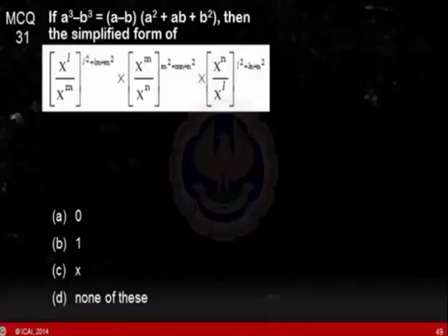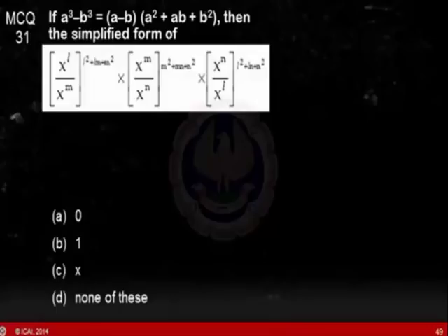See, here they have at least given you this information that A cube minus B cube is equal to A minus B into A square plus AB plus B square. I can tell you with 100% guarantee in the exam hall they are not going to give you this formula. They expect you to know these things. So please remember the basic algebra formula: A cube minus B cube is equal to A minus B into A square plus AB plus B square.